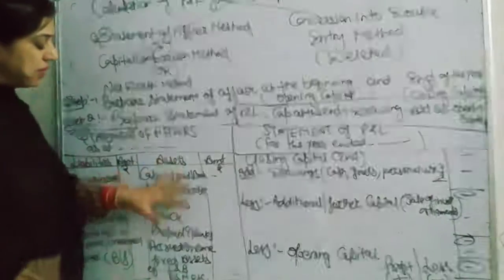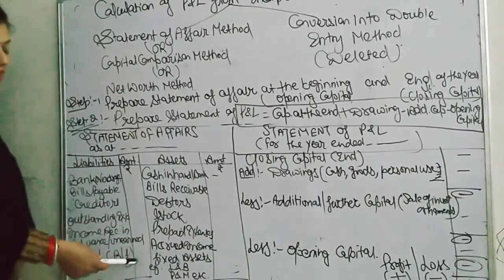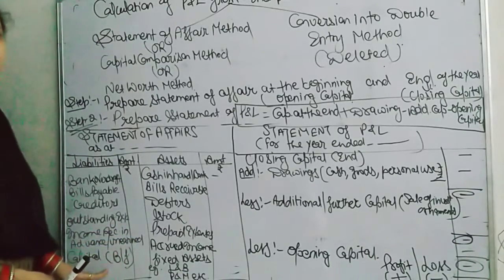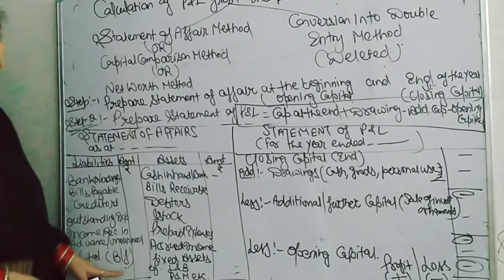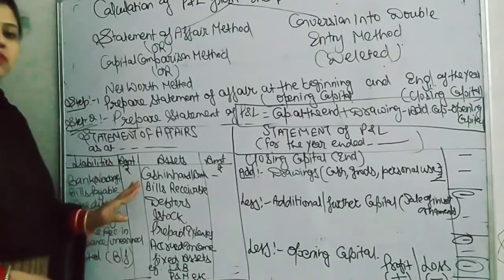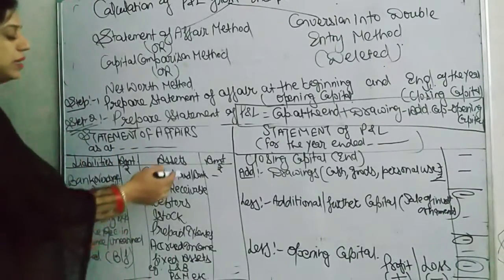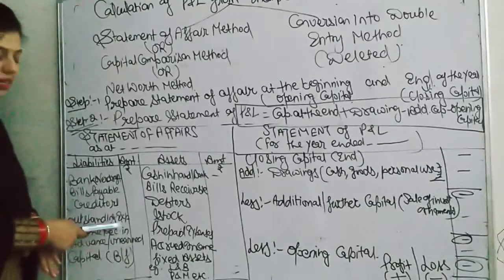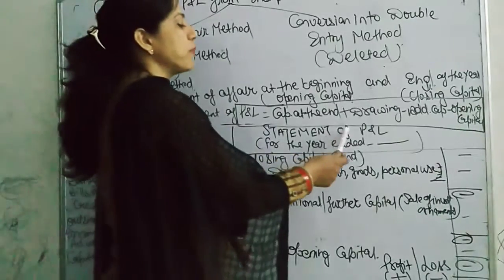When we write all these entries on the asset side and these on the liability side, we will get capital as the balancing figure. If it is prepared with last year figures, then it is opening capital. And if it is prepared with current year figures at the end of the year, then it is closing capital. So the balance sheet will be the same, only two years' figures are given. Again I am repeating, all these assets and all these liabilities will be placed here, then we will get capital. Second is the statement of profit and loss.